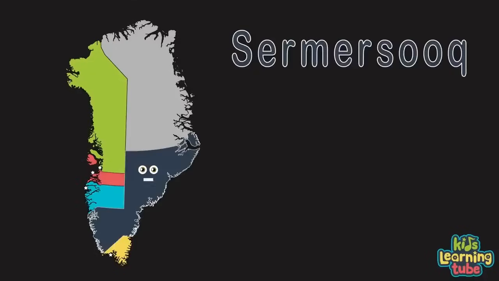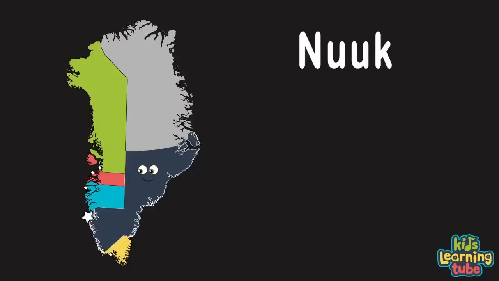Sermersooq is a large municipality. I am diagonally shaped in the southeast you can see. Nuuk is my municipal center where the star is shown. It's also the capital of Greenland, you now know.